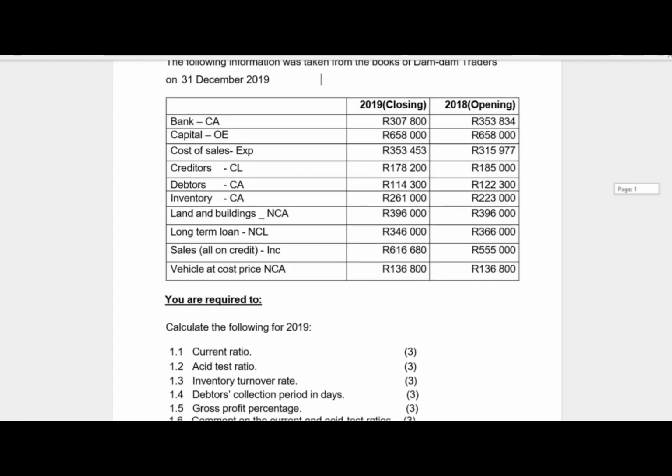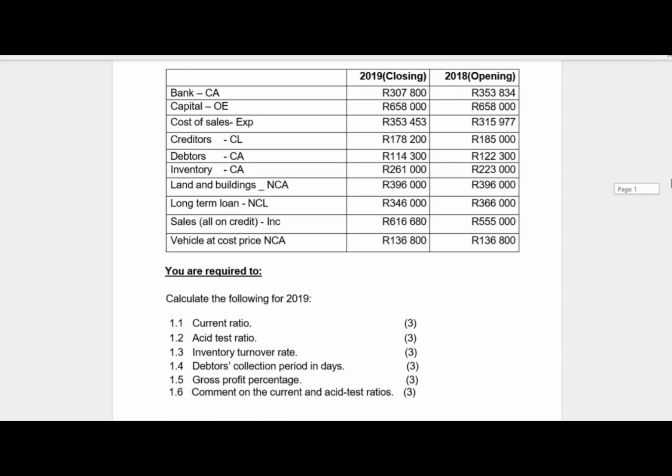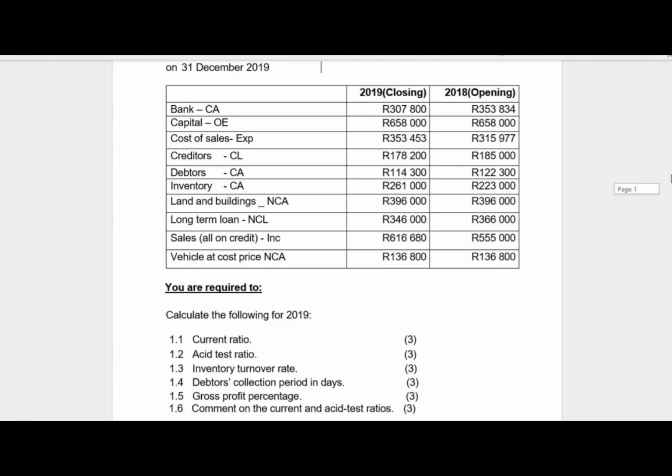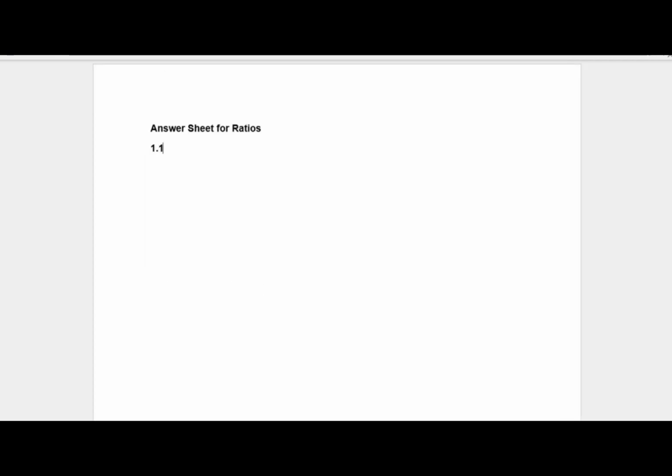Based on the information provided, you are required to only calculate the ratios for 2019. Only five ratios: the current ratio, acid test ratio, inventory turnover rate, debtors collection period in days, and gross profit percentage, and then you are required to comment on the current ratio and the acid test ratio. So let's go to our answer sheet right now and calculate our ratios, starting from 1.1, current ratio. So here is our answer sheet. We're going to answer 1.1.